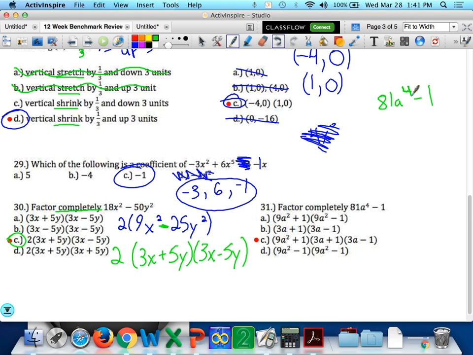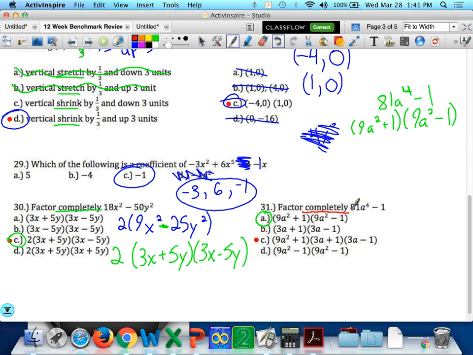So if I'm going to factor this, I take the square root of the left side, which is 9a squared, plus the square root of the right side, which is 1. Square root of the left side, 9a squared, minus the square root of the right side. And this is where a lot of people get this problem wrong as they go down here and they circle A. And that, honestly, to me, guys, is really good work. This problem is tricky. It says factor completely.